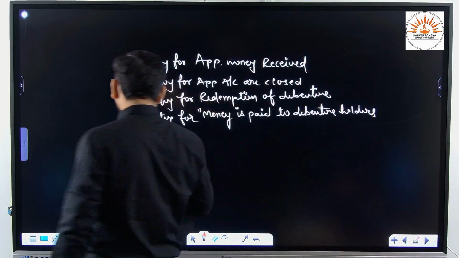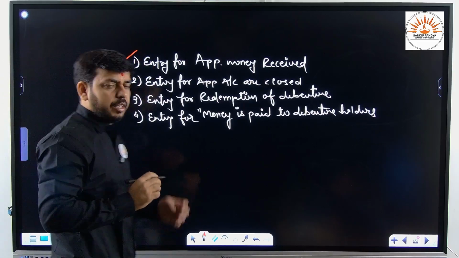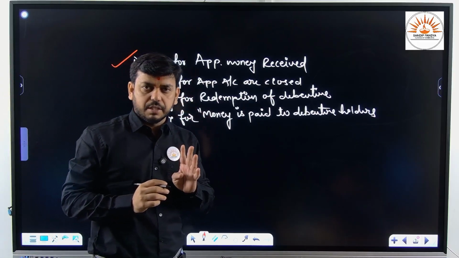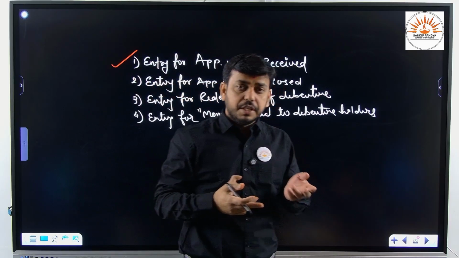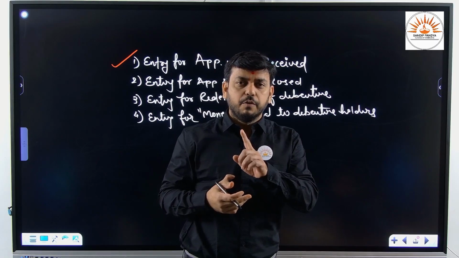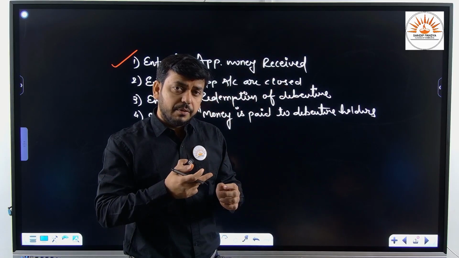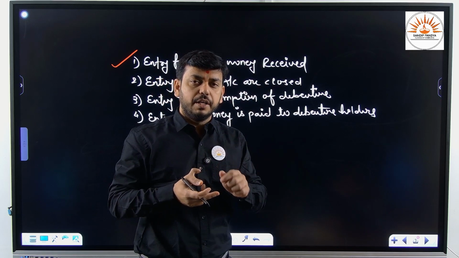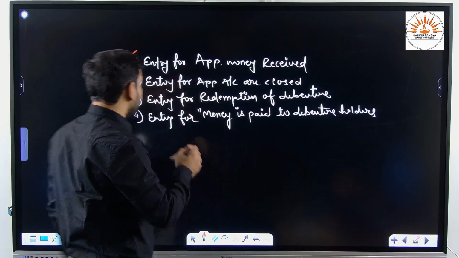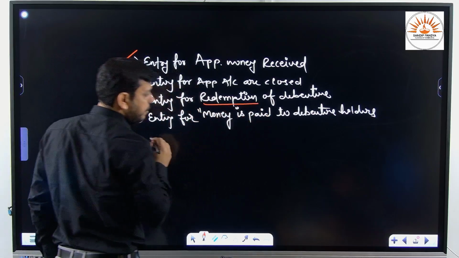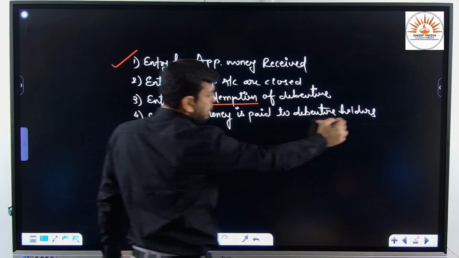See, in what sequence we shall remember the journal entry for this one? Usually we need to remember the 4 journal entry for these questions. Number 1, whenever the debenture are issued, we received the application money. So first entry for whenever application money received. Number 2, whenever application money is received, we need to close that account and we need to transfer that application account to debenture account. And whenever we redeem the debenture, that means this is the entry for redemption of debenture. And finally entry when money is paid to the debenture holder.